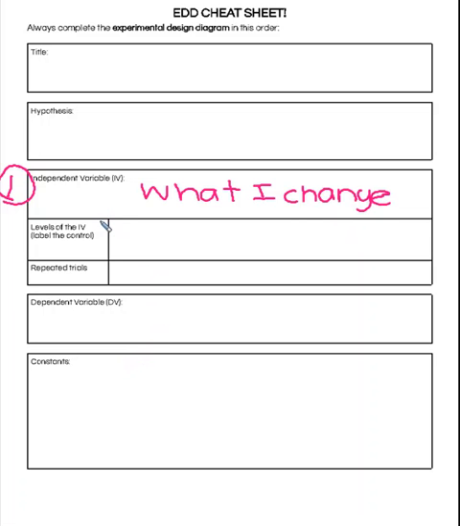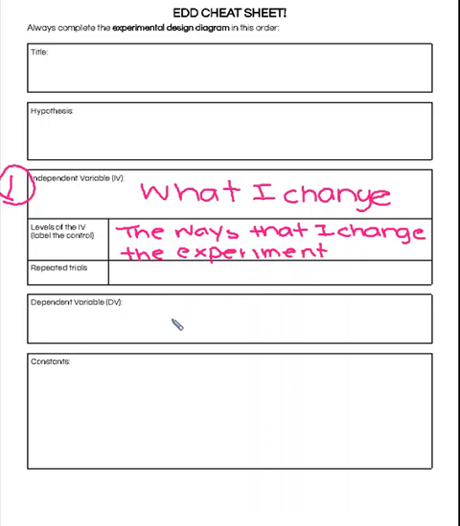The levels of the IV are all the different ways that I change the experiment. And the repeated trials are all of the times that you do the experiment at each level.